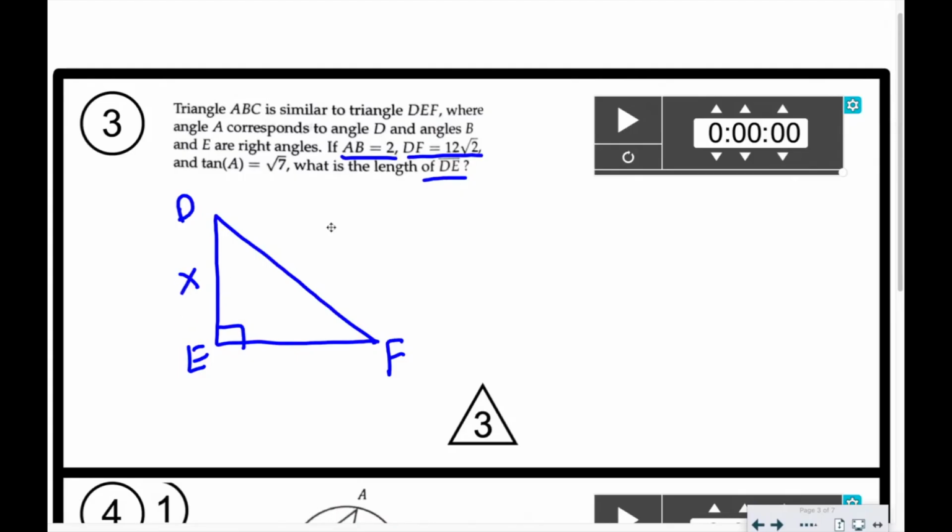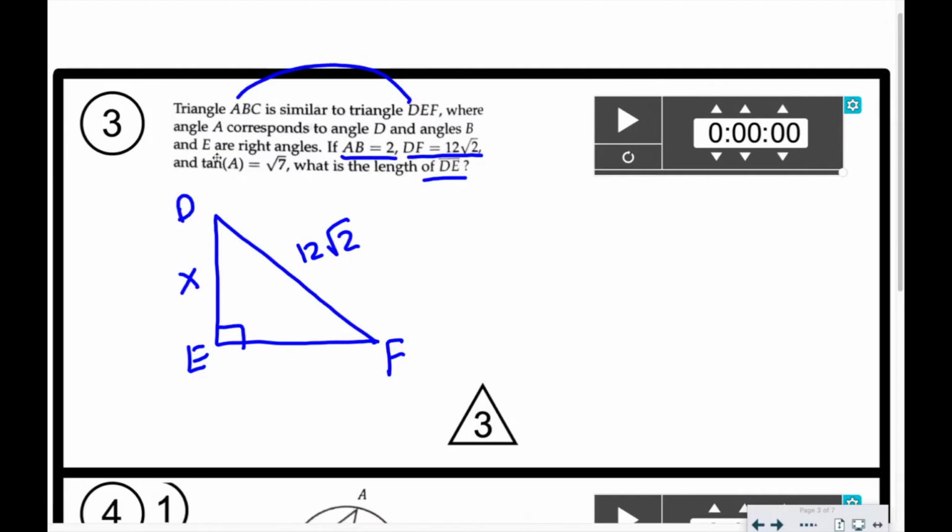So I know that's X. DF is 12 root 2. And I'm going to ignore the AB right now because I don't want to draw that triangle. And then I want to notice this. A corresponds to D because they tell us, but also because it's the letter that's mentioned first, so they need to correspond to each other.